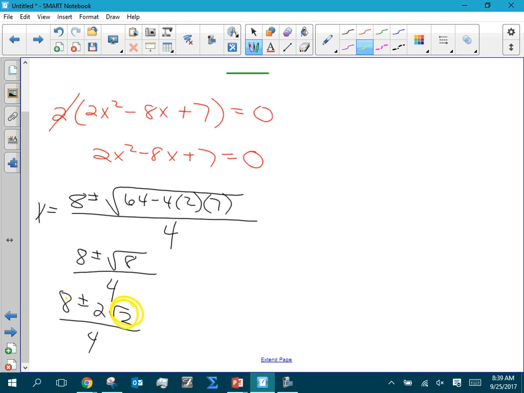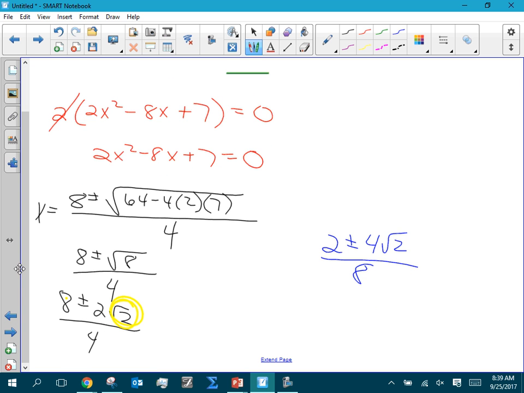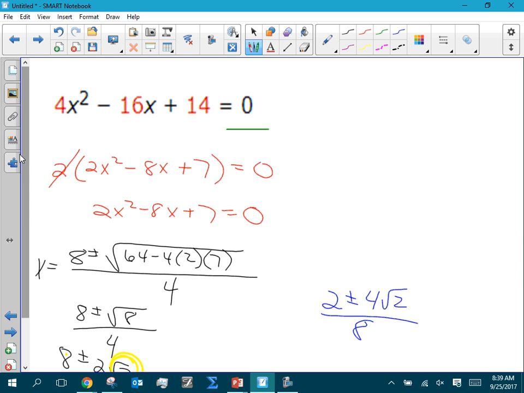Do you have the exact same numbers I do? I'm known to make mistakes, so 8 plus or minus the square root of b squared, 64, minus 4ac, that's 56, 64 minus 56 is 8. Check to make sure you're starting with the coefficients.